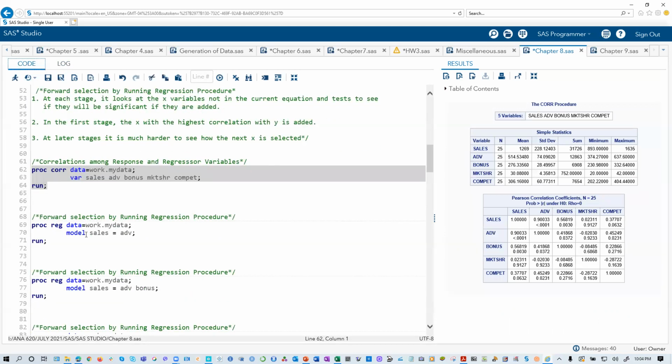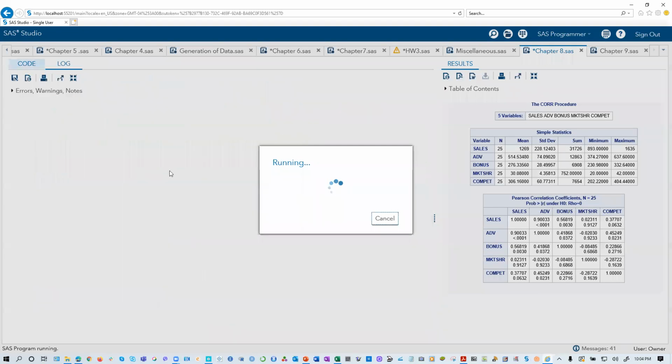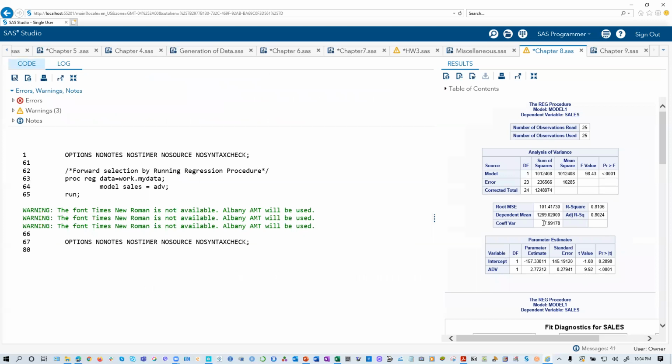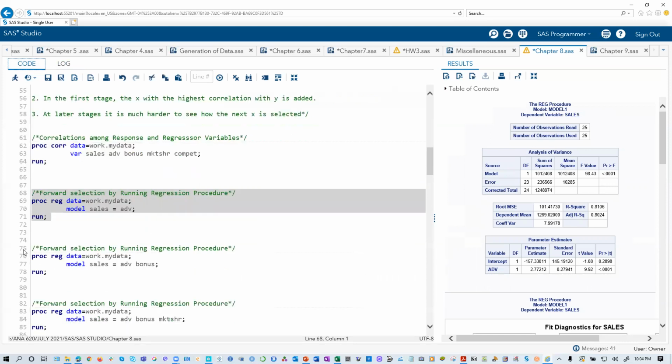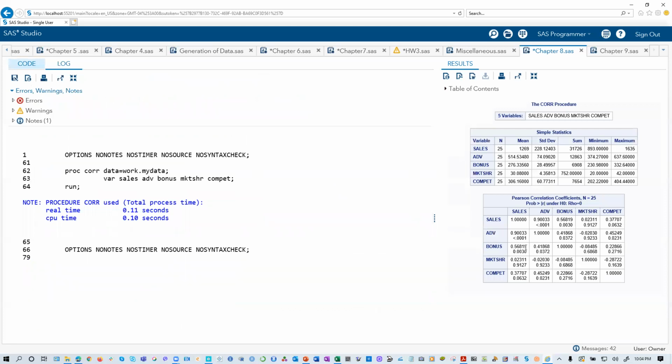Advertising. I'm going to run that one with only advertising. The advantage of this method is that you can check whether this is going to be important or not. If it is significant, you keep it. Then go ahead and look at which one is the next most highly correlated. Let's see this one more time. Who is the next highly correlated one? See, bonus.